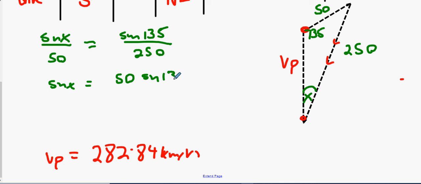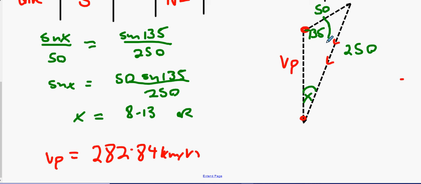Really? Whoever makes the Examcraft one seems to love that angle. 8.13. Is there any point doing 180 minus that angle? Why not? There's only one possible direction, is there? Because there's already a 135 degree angle there. You can't have another obtuse angle. Doesn't make sense. Alright, so now you know that this angle here is 8.13.